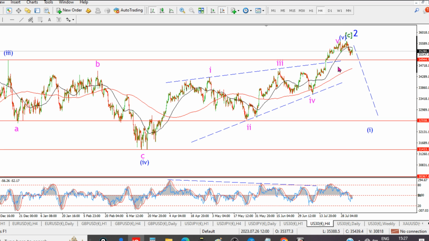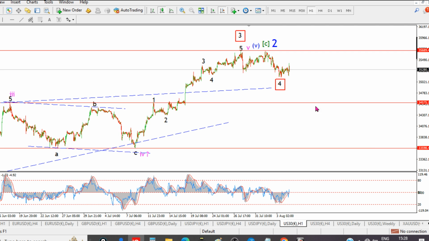We did break out to a new high in wave 5. So we've got the wave 3 top at 35,000 dollars. We broke out to a new high in wave 5, so that kind of classifies it as a final top for a fifth wave. What we haven't seen is the reversal.